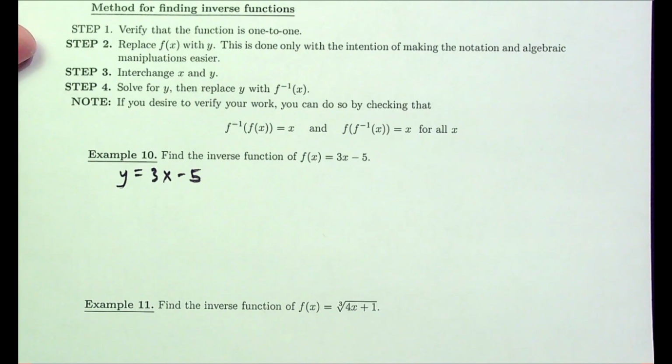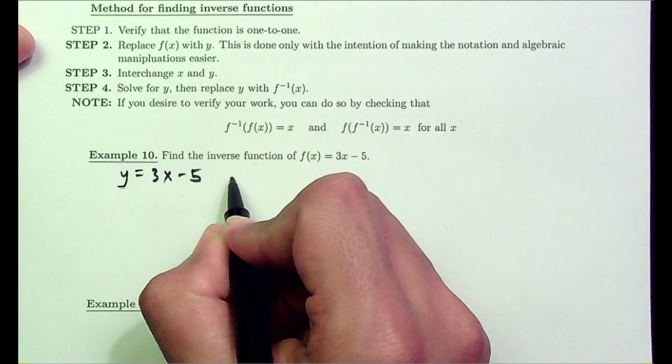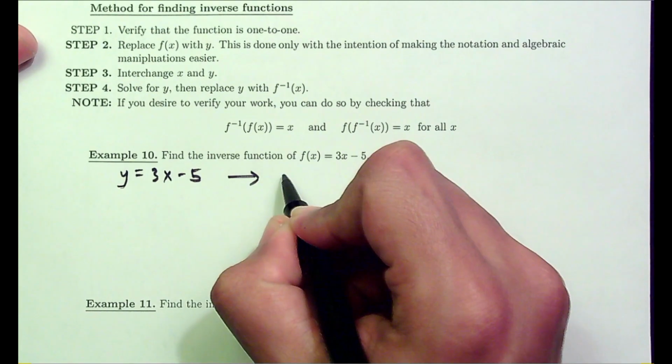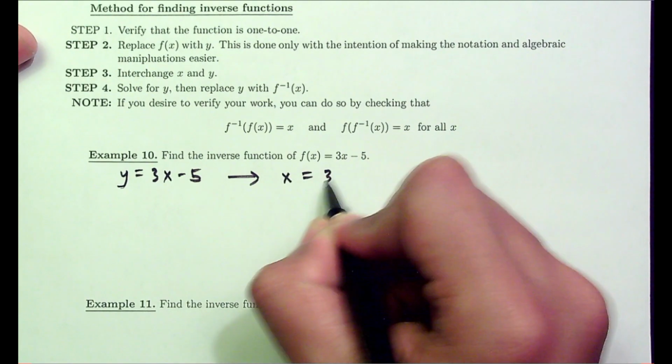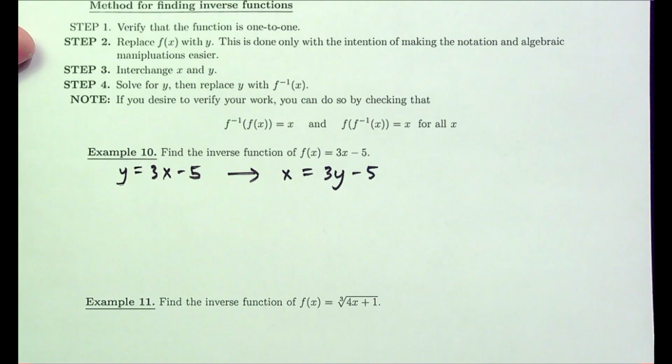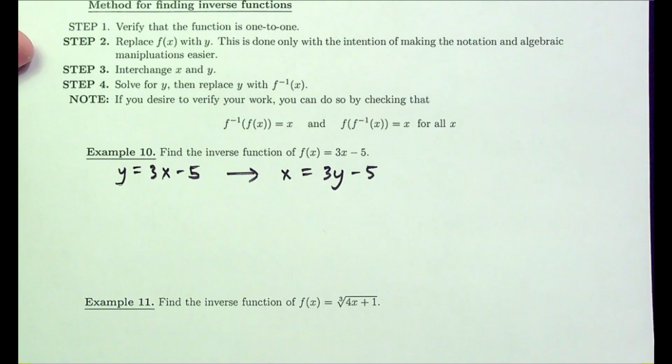Then you're going to replace the x's with y's and the y's with x's. So you're going to swap the x and the y. This is going to look like this: x equals 3y minus 5. So the first step is write y instead of f of x. The next step is swap the x and the y's. Wherever you see x, write y. Wherever you see y, write x.